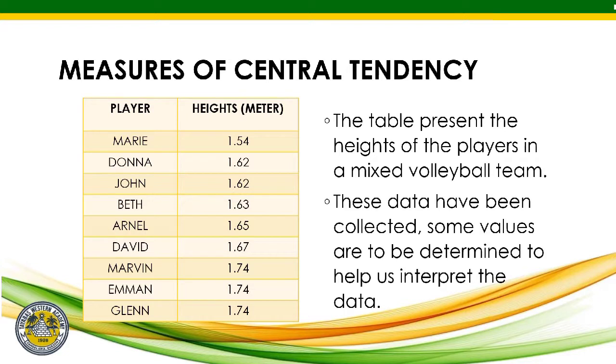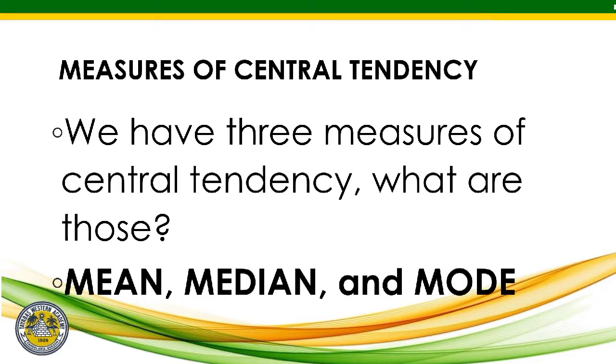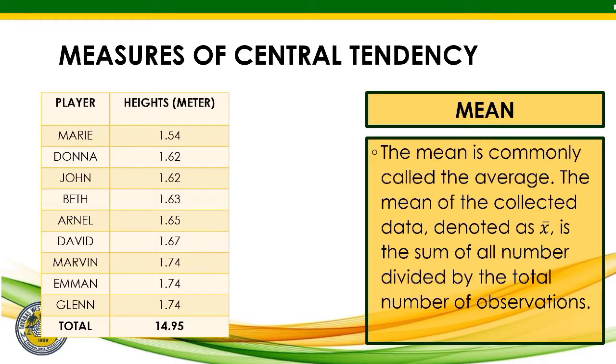Then of course, these data have been collected. Some values are to be determined to help us interpret the data. We have three measures of central tendency. So what do you think are those? Of course, we have the mean, the median, and the mode. So, in discussing the measures of central tendency, let us first ask: what do we mean by the mean?